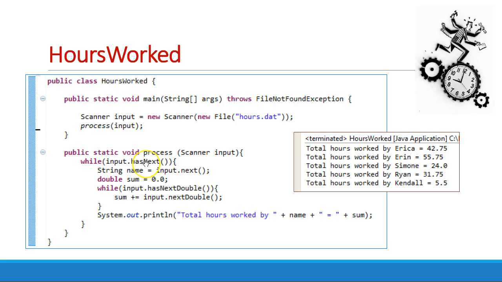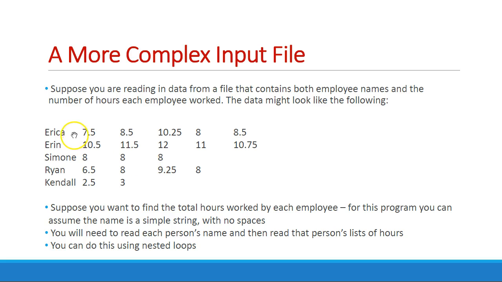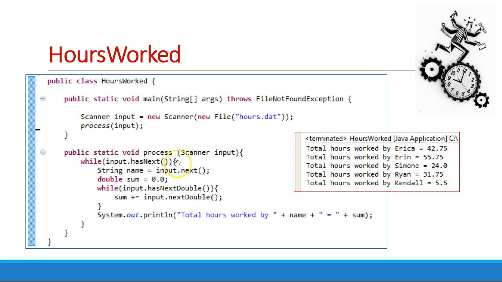So that first hasNext is going to check whether there's a name, because we don't know how many names there are. Then once we know that there's a name, we're going to do a while loop over these guys. So let's take a look at that code again. We create that scanner file here, we pass it in here. This outer while loop is over the names, and this inner while loop is over the hours worked. So we've got nested while loops.